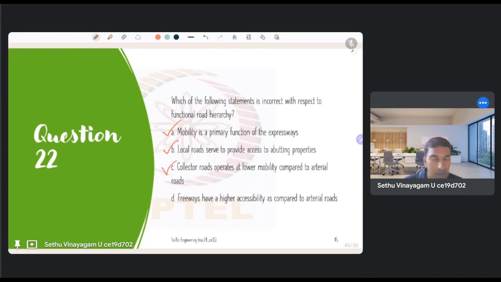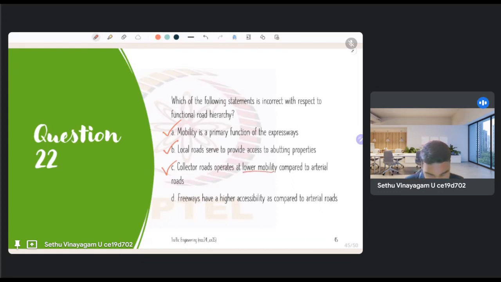So the facilities which are higher in the hierarchy have higher mobility and lesser accessibility. And as we go down, accessibility increases and mobility decreases. So because collector road is below arterial, they also have a lower mobility. So C is also a correct statement.